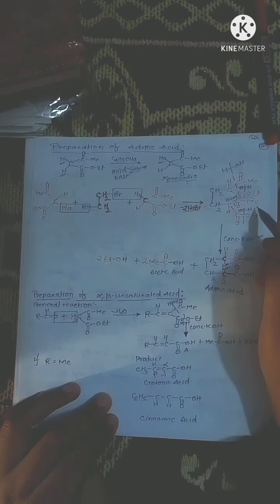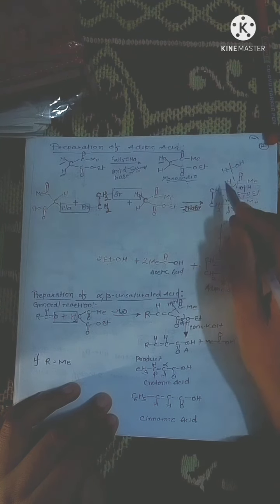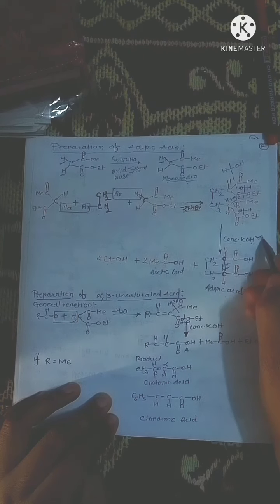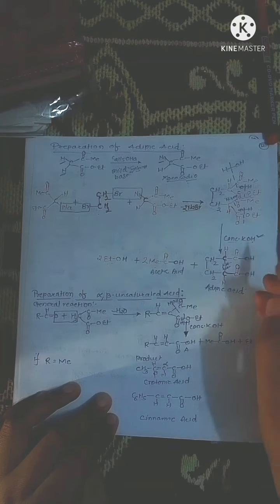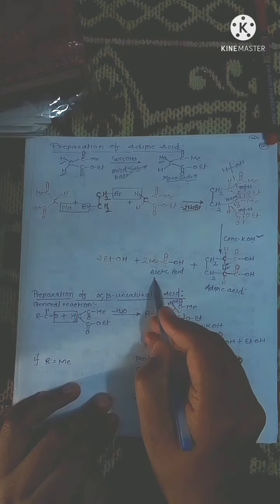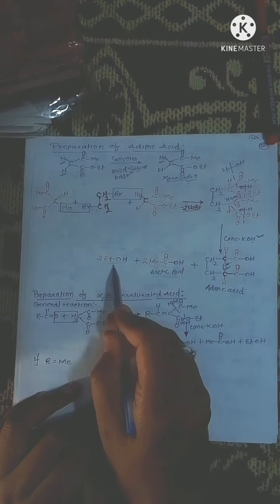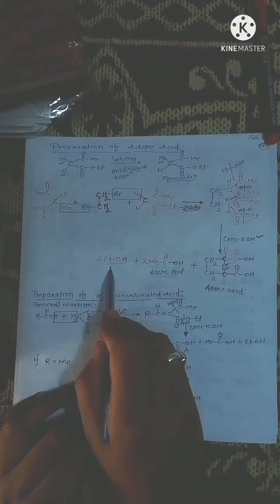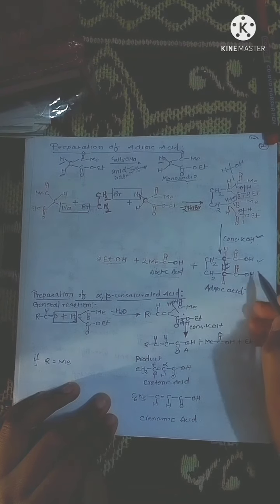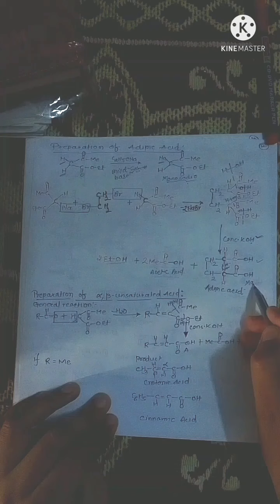When this compound is treated with concentrated KOH, two molecules of acetic acid are formed. Two molecules of ethyl alcohol go out in the reaction as a byproduct, and the main product which is formed in the reaction is adipic acid.